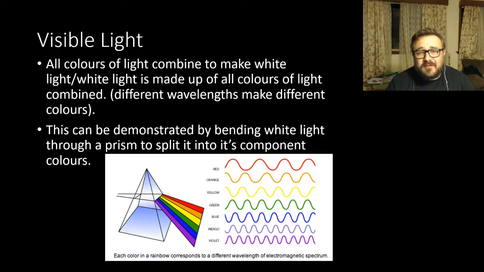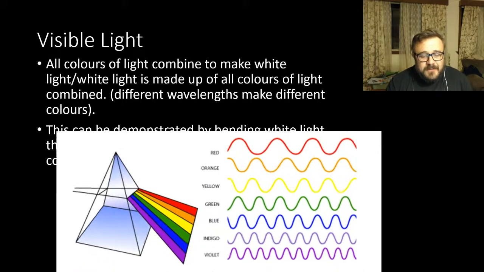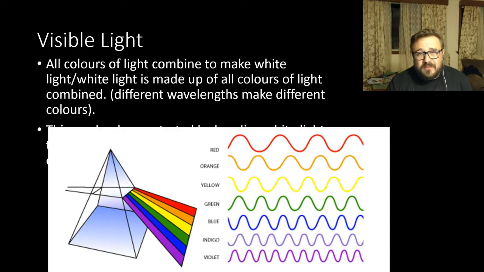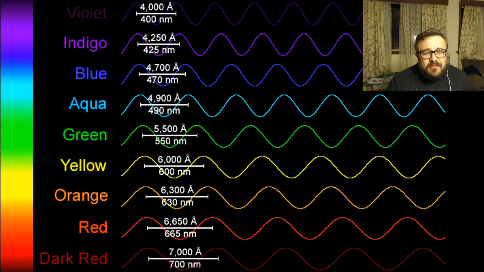And we can demonstrate this by bending light. Again, we see that as white light from the sun hits a water droplet, it turns into a rainbow, which is what we've got down here. Each one of those colors is not just one wavelength, but a range of wavelengths. So there are a bunch of different types of reds and oranges and so forth. And here's the rough wavelength.